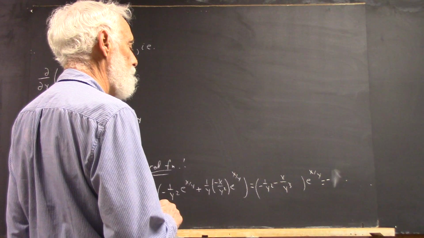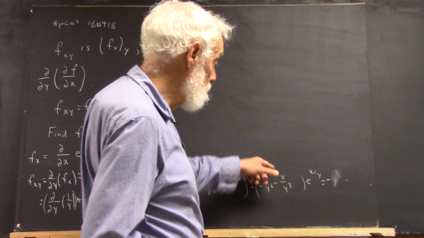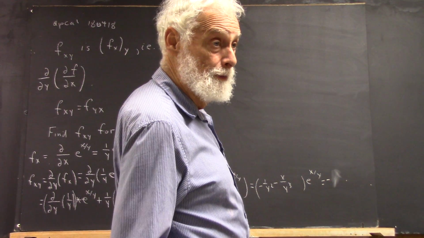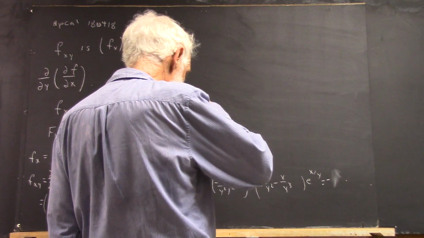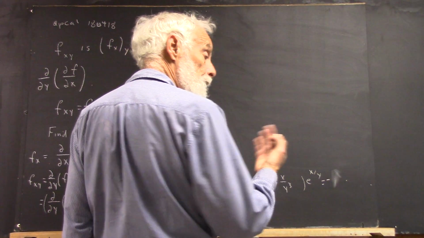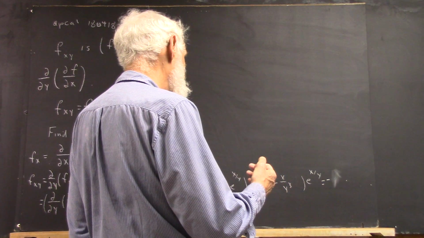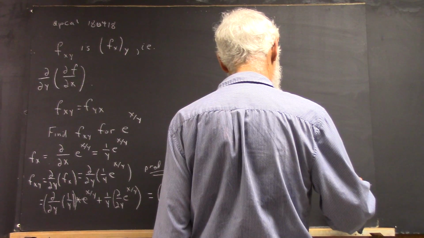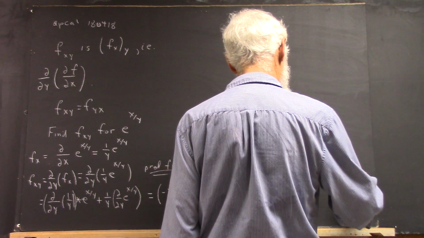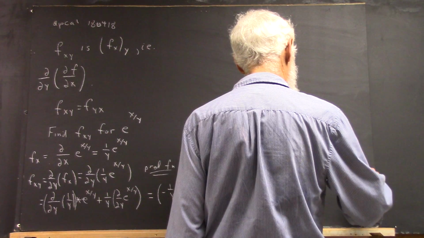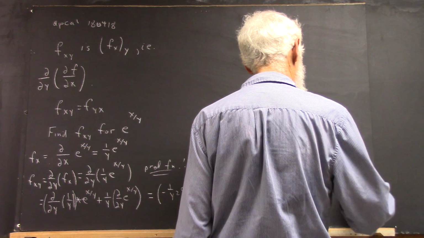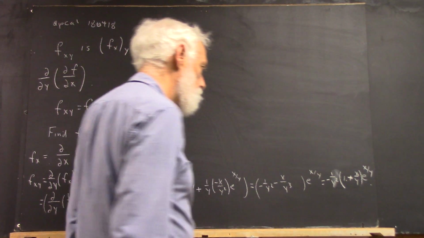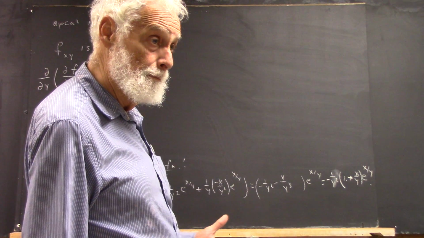I'm debating. Well, there are other ways to do this. I could put these over a common denominator, y cubed, and factor out the y cubed. That would probably be the best rearrangement. So I'll write that out in a minute. But I'm going to factor out the negative. Okay, does that make sense?